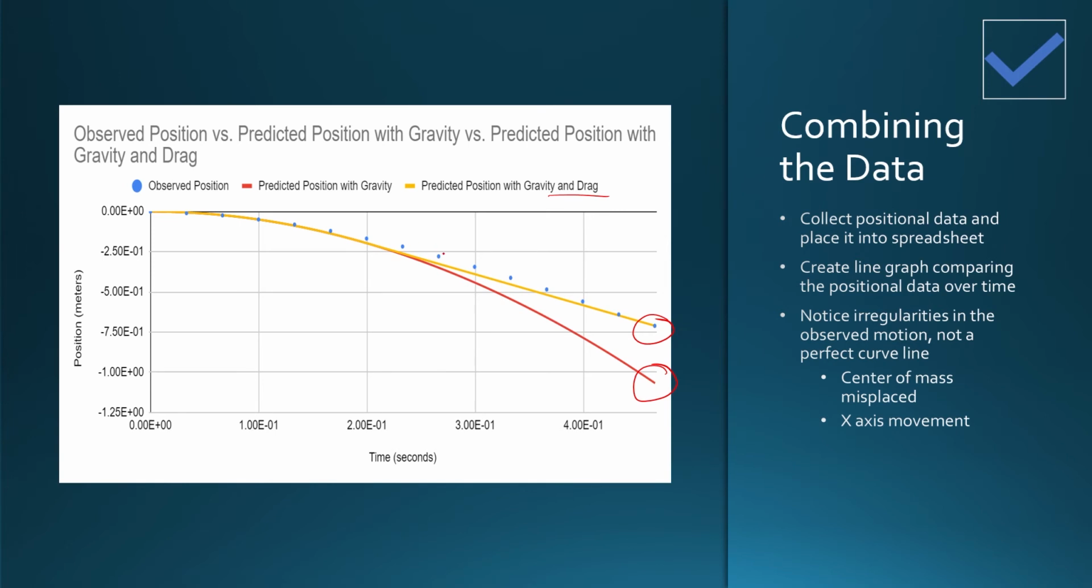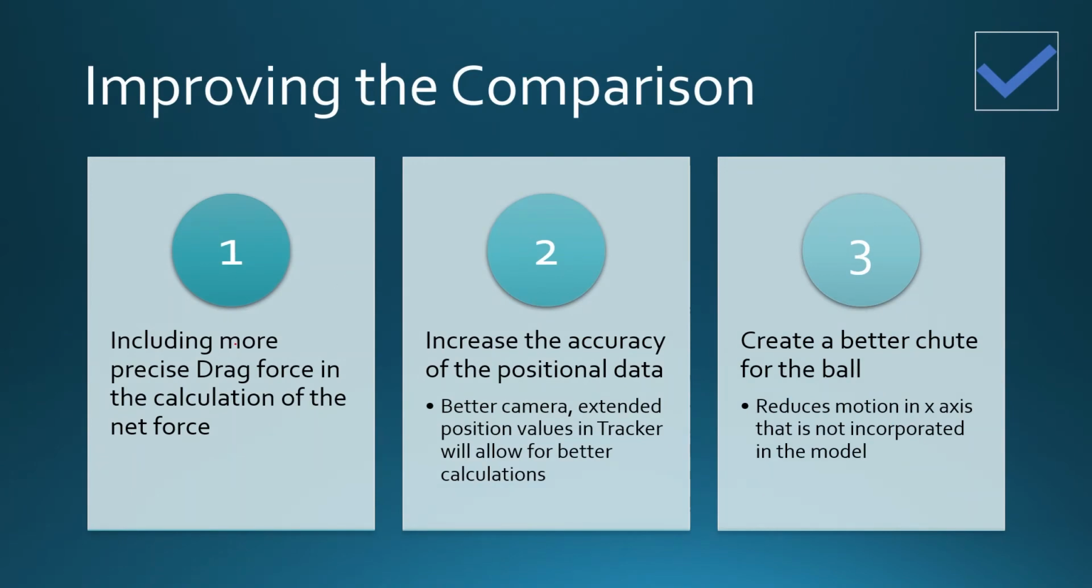There are some discrepancies in the observed position, which I believe to have been due to the center of mass being misplaced in the Tracker analysis, as well as some movement in the x-axis. To improve the comparison, I would include a more precise drag force equation when calculating the net force in my GlowScript programs. I would increase the accuracy of the positional data with a better camera with more frames. Extended positional values in Tracker would also allow for better calculations, and creating a chute for the ball to reduce motion in the x-axis and reduce outside interference would also improve the model.